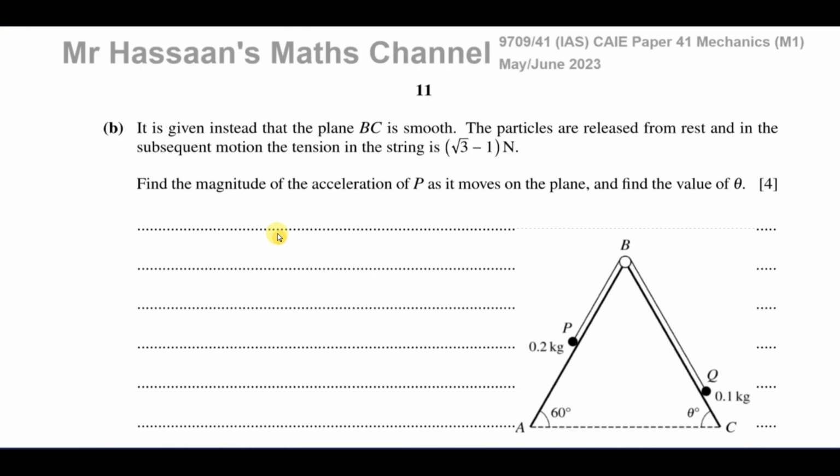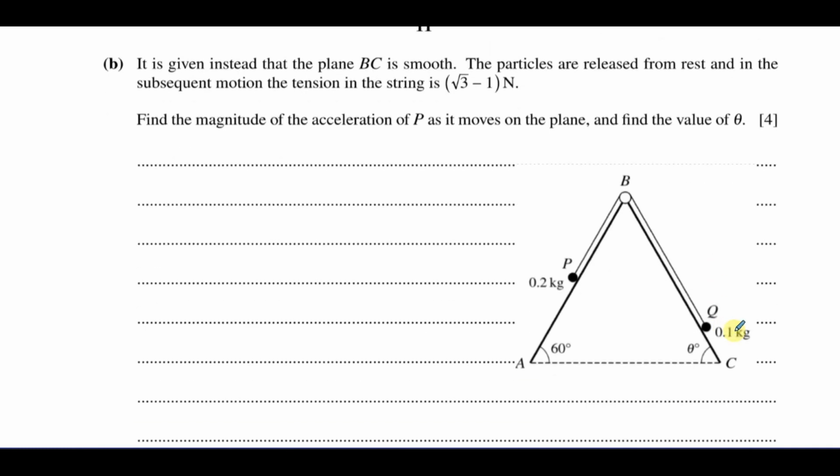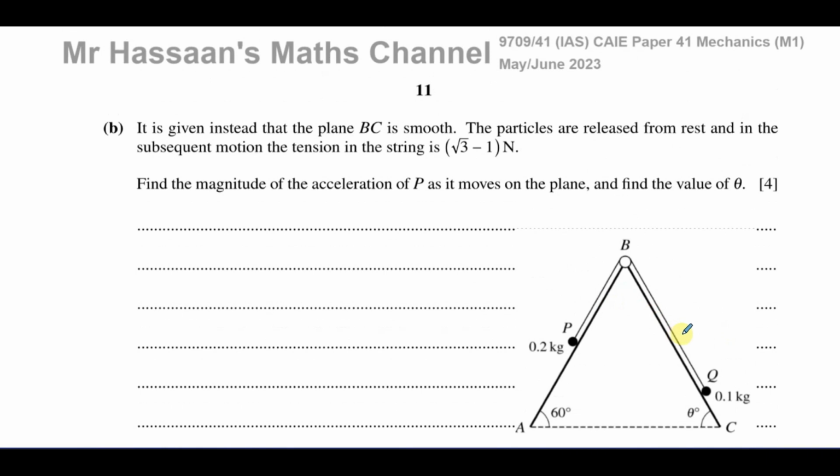It says, it's given instead that the plane BC is smooth. The particles are released from rest, and in the subsequent motion, the tension in the string is root 3 minus 1 newtons. Find the magnitude of the acceleration of P as it moves on the plane, and find the value of theta. So if BC is smooth, there's no friction involved here.